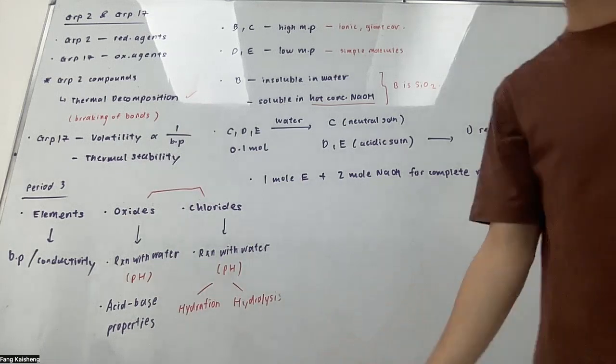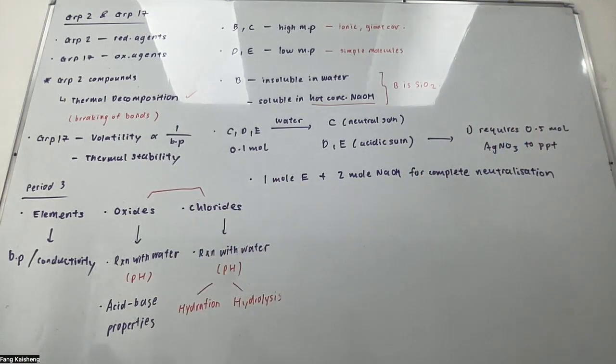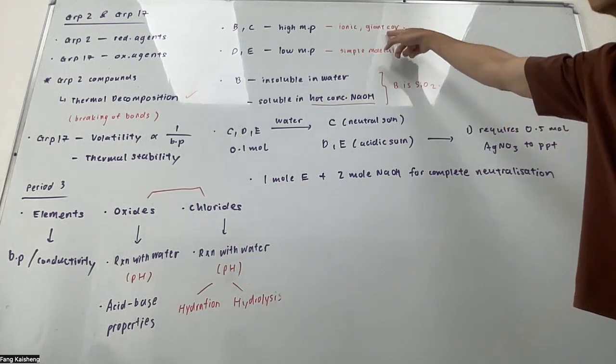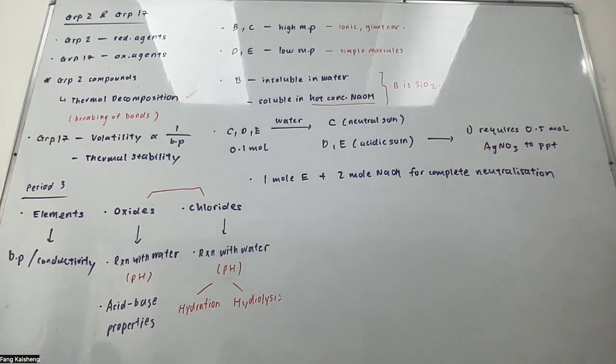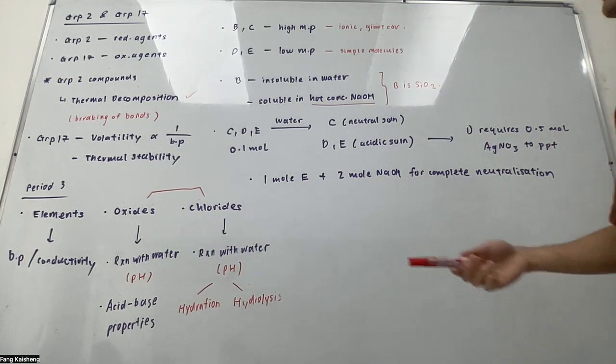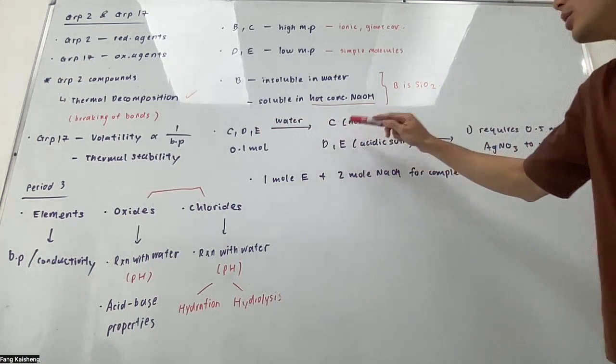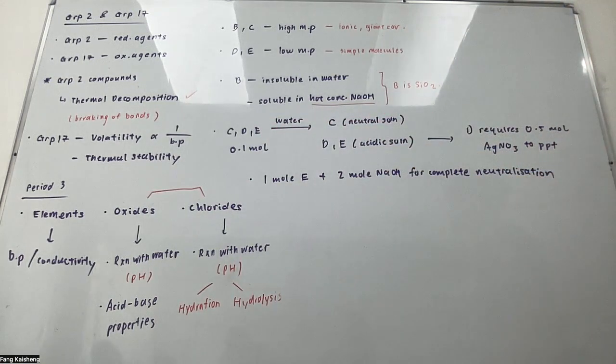Again, good news is you don't even need to justify anything. So it's true, B is under the giant covalent portion. But then let's look at the rest, C, D, and E. The last two reactions are a little bit more challenging. C, D, and E, you add water, you get a few solutions here, right? So let's go one by one.